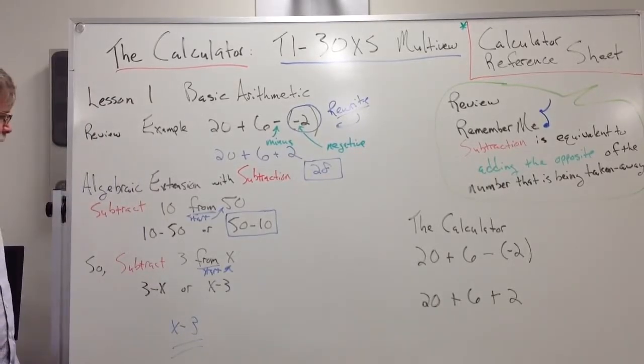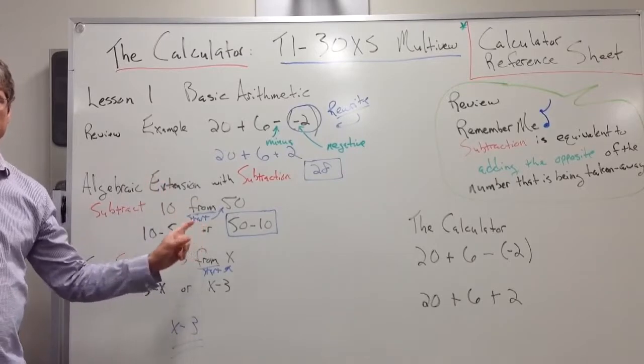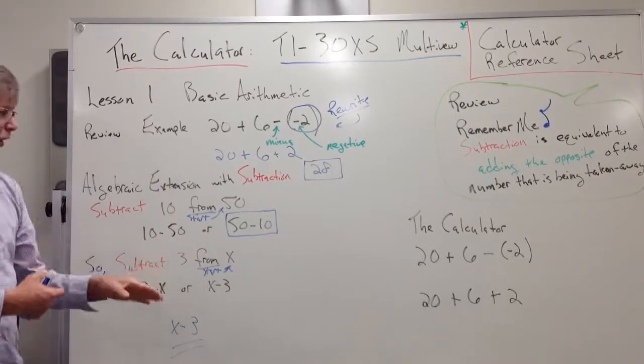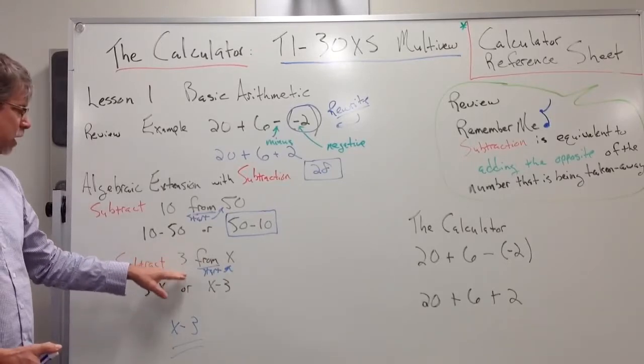Okay? So keep that in mind. The word from means you actually have to start with that number. So the subtraction is actually backwards from the way it's written. So it's important to pick up on the reading comprehension.